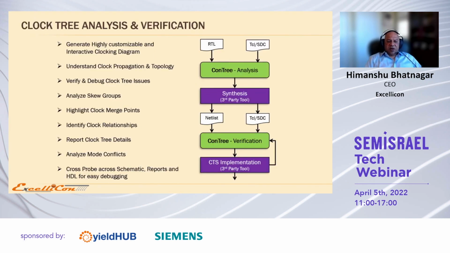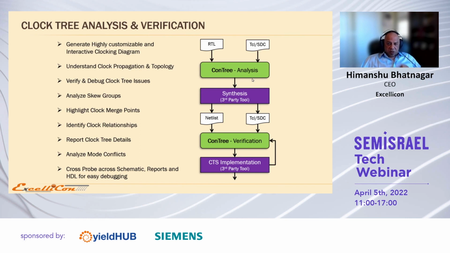Now let's talk about the clock tree analysis and verification. So this clock tree tool, as I mentioned before, is the heart of the system. What the clock tree tool does is analyze your clock tree. Obviously, this relies on the clock tree having been implemented in your tool. It's not implementing the clock tree, it's analyzing your CTS.